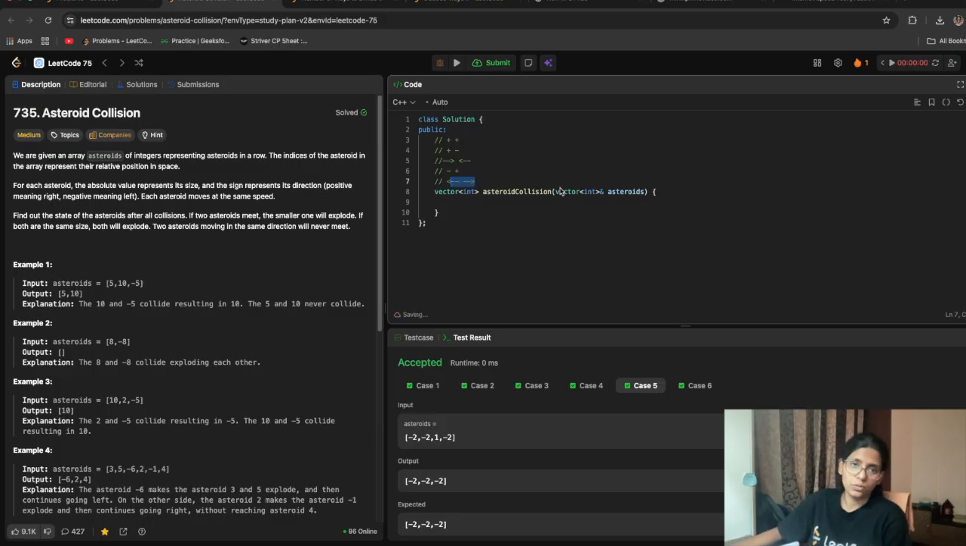Will they collide? No, because both are going in opposite directions. First the one was going in the left direction, and the other one which is coming now is going in the right direction. So they are never going to meet each other. Then collision will not occur.